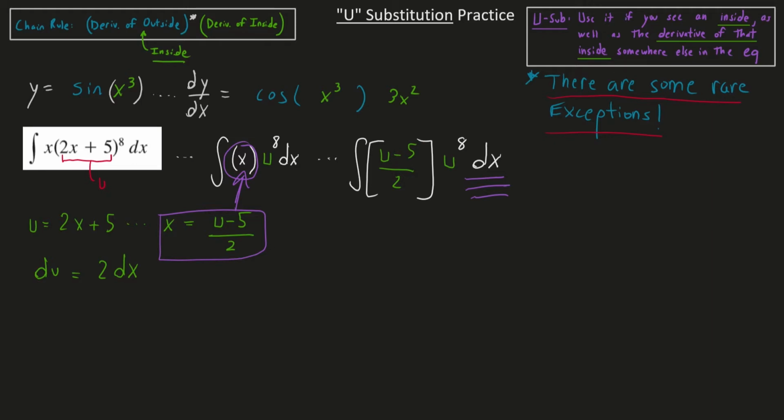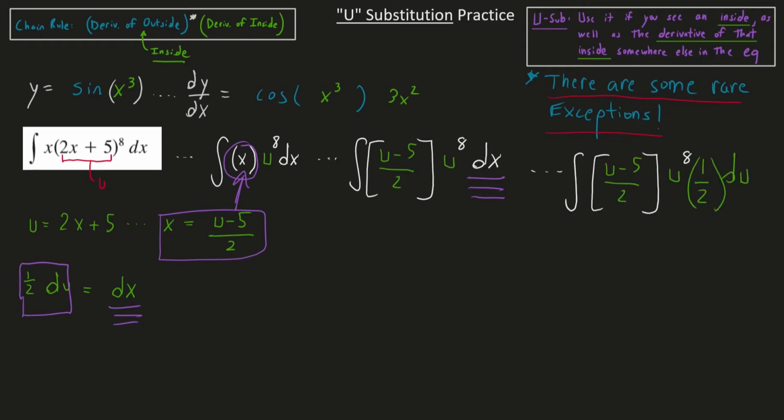And I don't see a 2 times the dx here. I just see a dx. dx is by itself. So I'm going to divide both sides of this equation by 2 to essentially get it over to the left hand side and dx by itself. And now, instead of writing dx, I can just write 1/2 times du. And there we go.